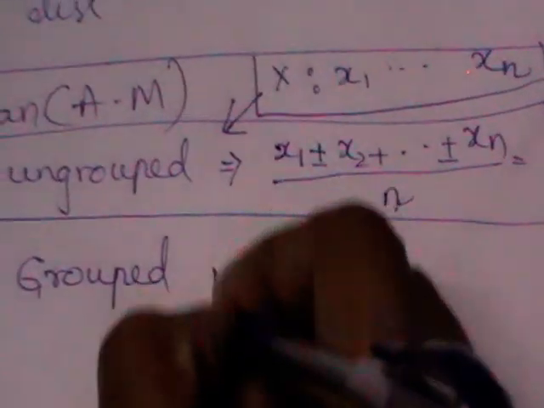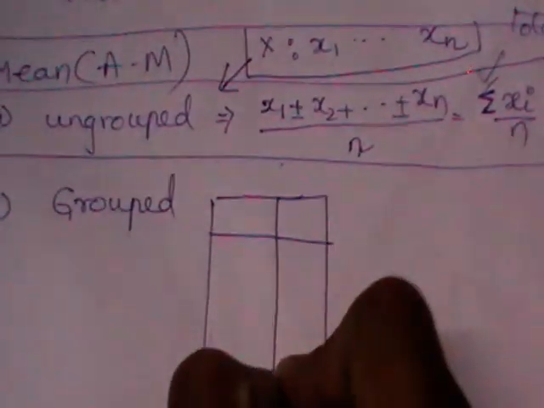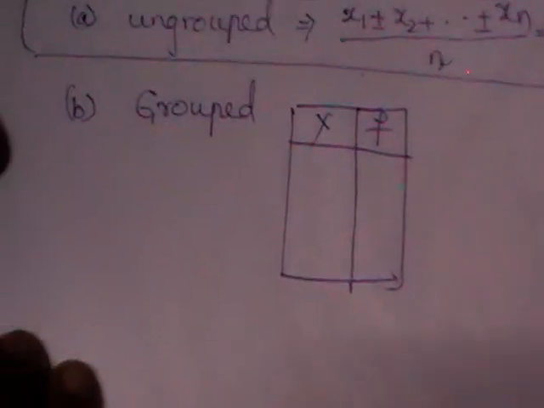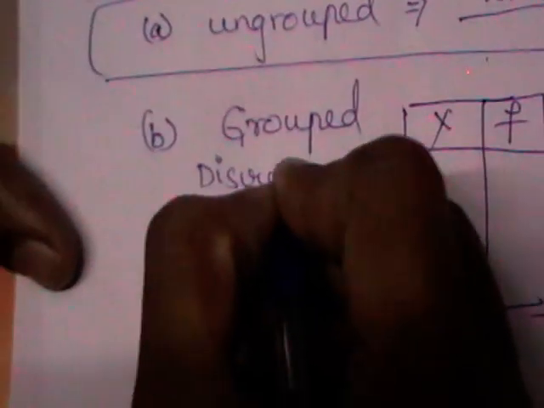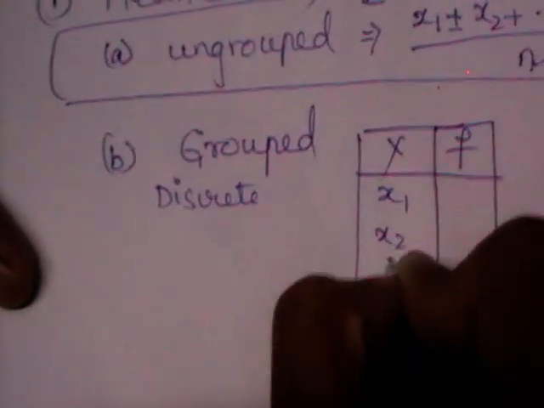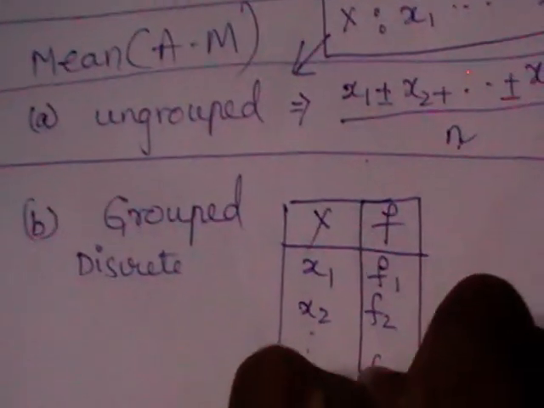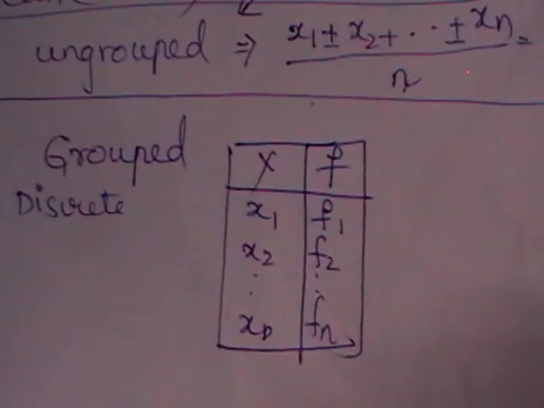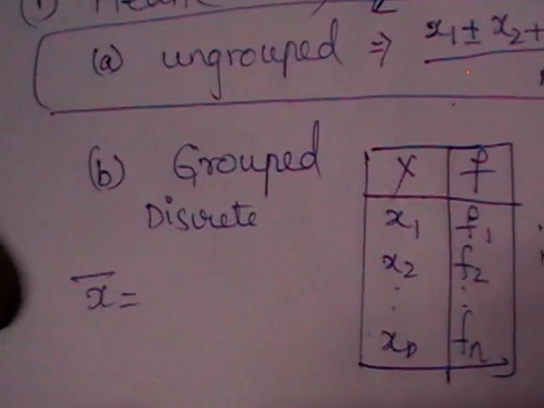Now, what is the frame of grouped data? You will have grouped data with two columns. One column represents the variable x, and the other column indicates the frequency f. If it is discrete, you will have x1, x2, so on xn. Discrete means you will have single values x1, x2, xn. Let us say f1, f2, f3 up to fn are the corresponding frequencies.